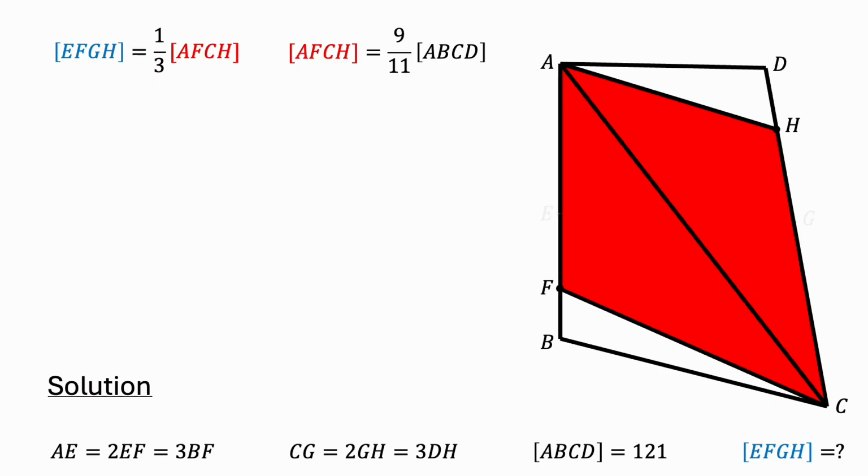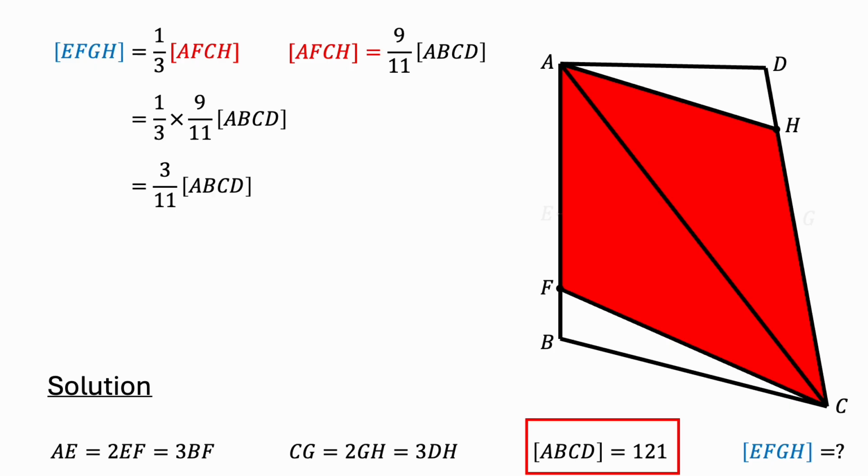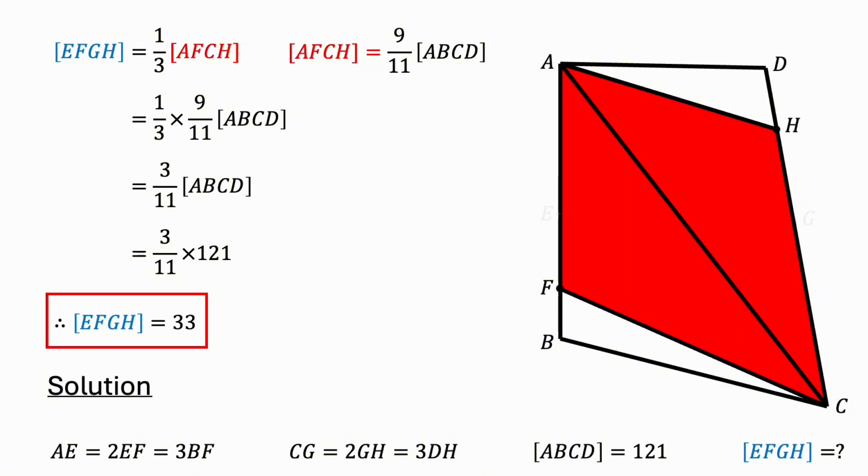Area of EFGH equals 1 over 3 times area of AFCH, and thus equals 1 over 3 times 9 over 11 times area of ABCD, which in turn equals 3 over 11 times area of ABCD. Since area of ABCD equals 121, area of EFGH equals 3 over 11 times 121. Therefore, area of EFGH equals 33, which is the answer.